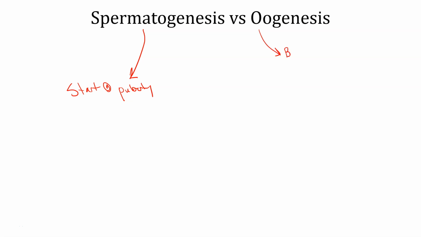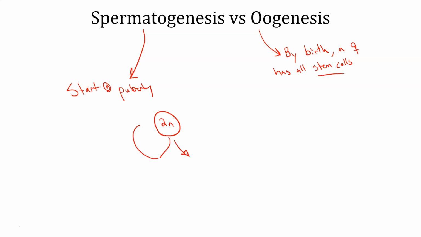So by birth, a woman has all the stem cells they'll have. Okay, so there's a set amount of how many eggs can be produced, because by the birth of that individual, there's a set bank of how many of these cells are available to then undergo meiosis. In the male, we always had the stem cell dividing, and then one of them would replenish the stock and the other one would then undergo meiosis.